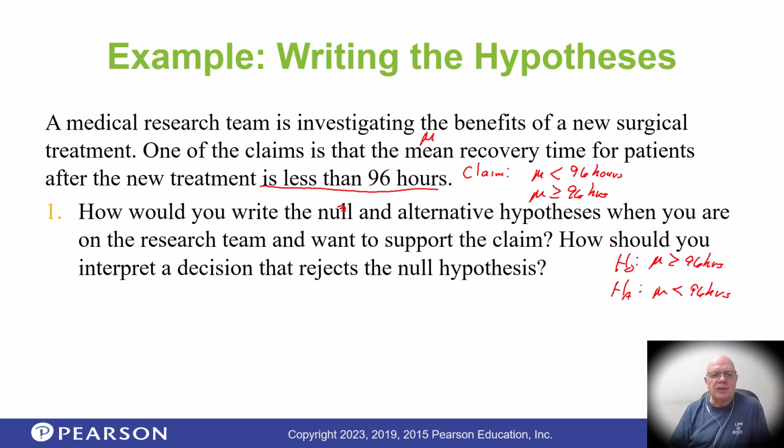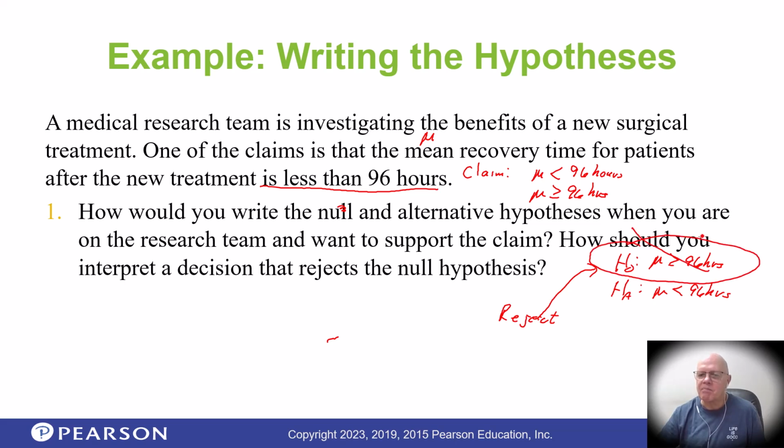And how would you interpret a decision that rejects the null? So if you reject the null, then what? You make the guess. Don't make me do it all the time. If you reject that, that means you suspect, according to your statistics, that this might not be true. So you'd actually be supporting the claim. Because remember, this was the claim. That's why you need to have this with an alternate. That way you can write your final result.